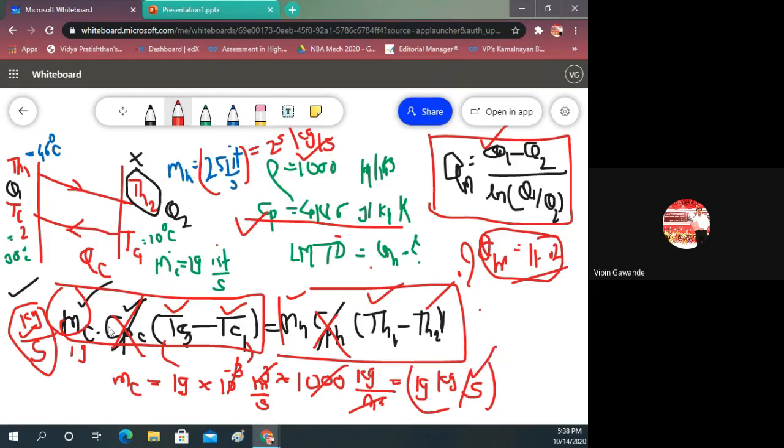You have to be very careful about the units. This MC is kg per second. This is joule per kg Kelvin. This is joule per kg Kelvin, CPC. And this is in Kelvin. So if you cancel it out, overall the value of Q will come in joule. And the final answer is 11.02. So I hope that you will understand this problem.